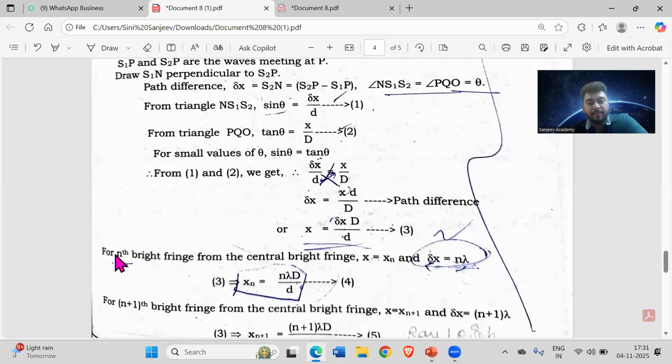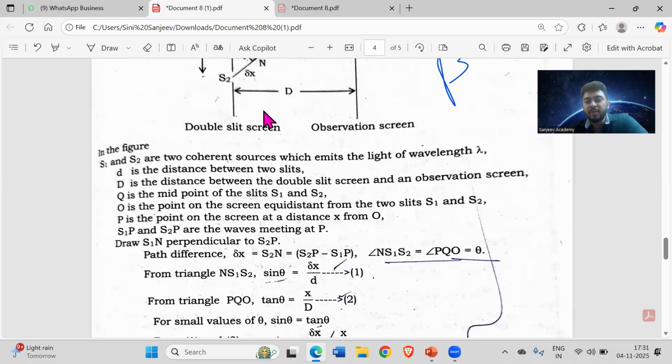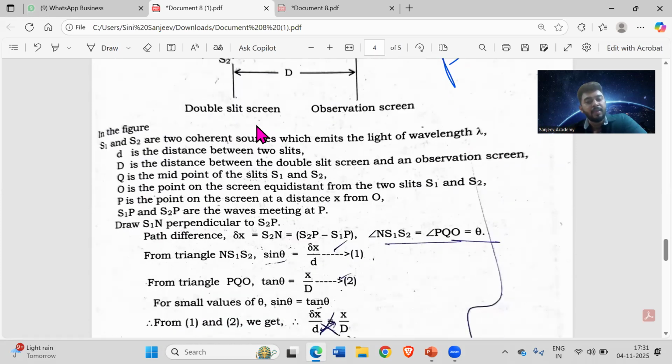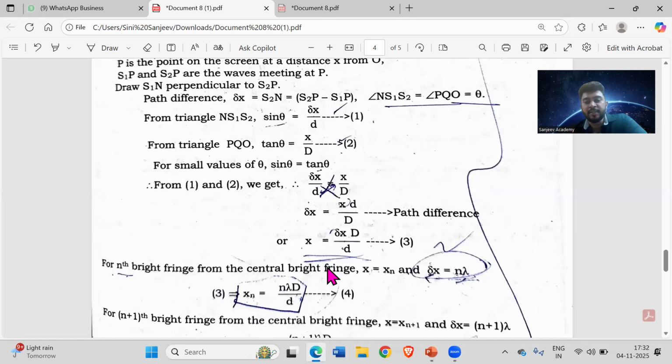As I have written here, for the nth bright fringe from the central bright fringe, x is equal to xn and del x is equal to n lambda. The del x path difference is the light passing through the slit, which has some wavelength, and there can be n number of them. So del x is nothing but n lambda.